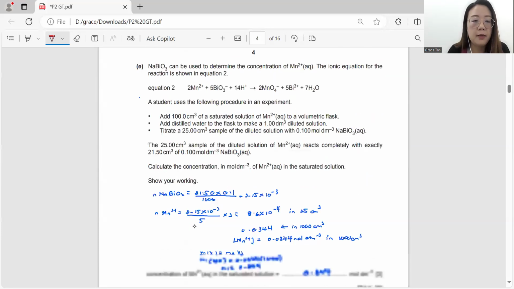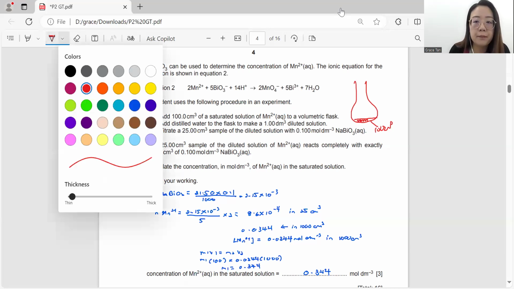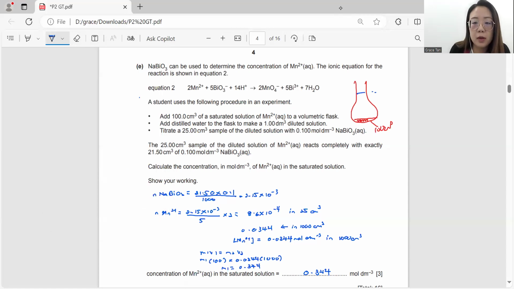Now, E, NaBiO3 can be used to determine the concentration of Mn2+. All right, our equation is shown in equation 2. Student uses the following procedure in the experiment. Add 100 cm³ of saturated Mn2+ to a volumetric flask, and you make it into a diluted solution. So first, you add only 100. This is called 100. And then after that, you dilute it all the way up to 1,000 here. So this is 1,000 mark. All right, so there's a lot of water here and only very little of the saturated Mn2+.